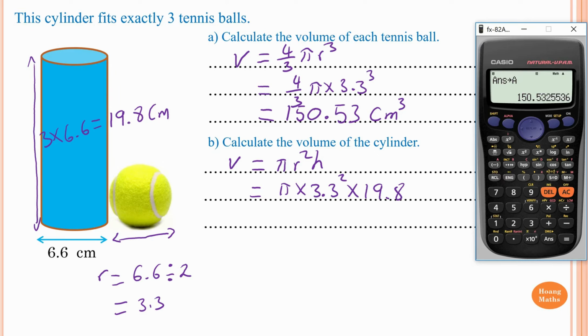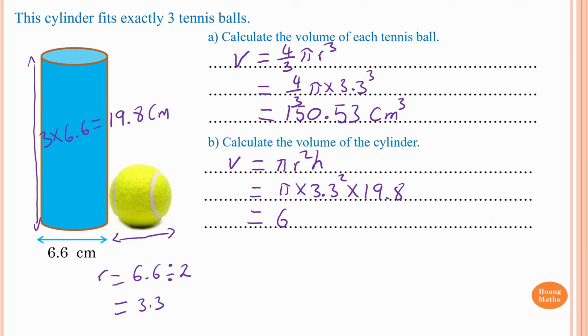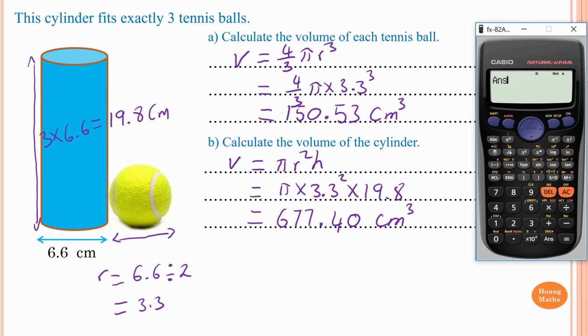So which is 19.8 pi times 3.3 squared times 19.8, which is equal to 677.3964 and so on. To correct to 2 decimal places, it's 677.40. So just write this down first, 677.40 cubic centimeters, and I'm going to store that in memory B. So answer, shift, store in B.